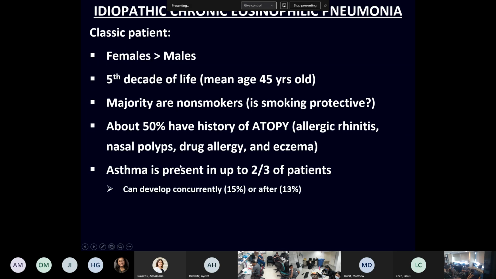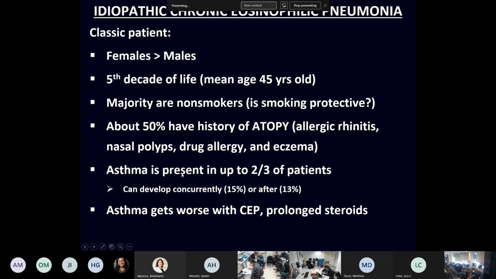And up to some patients can have asthma develop at the same time as the chronic eosinophilic pneumonia is diagnosed. Some patients can have asthma develop afterwards, but the majority will have it prior to presentation or the finding of the peripheral opacities. Again, these patients will require prolonged steroids, and rarely these patients develop severe hypoxemia requiring intubation.